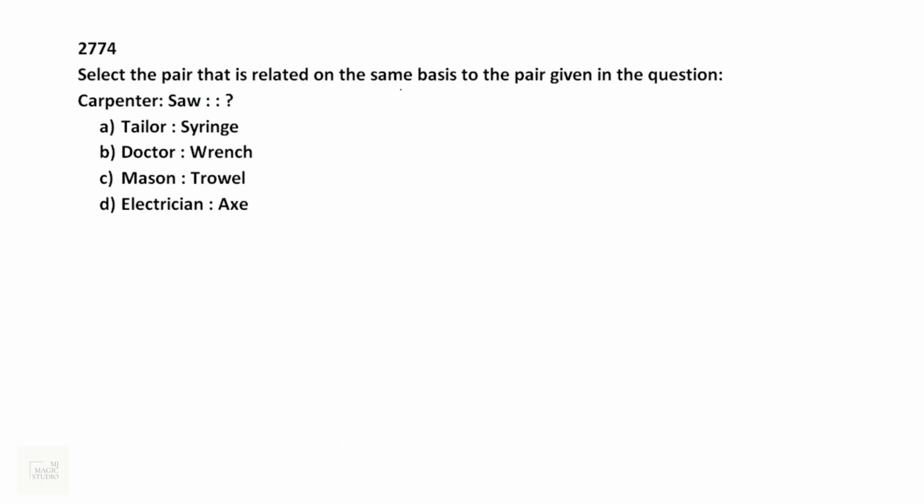Select the pair that is related on the same basis to the pair given in the question. Analogy, carpenter, saw. Okay. Carpenter uses saw. Tailor, syringe. Tailor doesn't use syringe. Doctor, wrench. Wrench is not used by doctor. Electrician, X. Electrician doesn't use X. So we are left with only C. Mason using trowel.